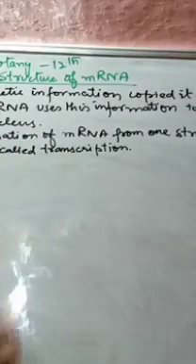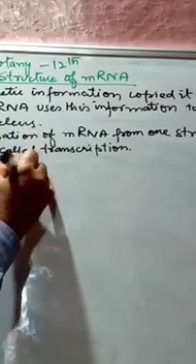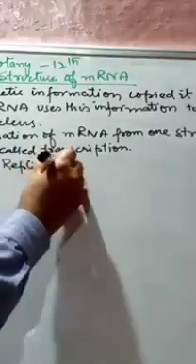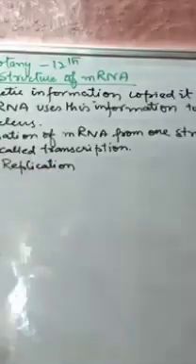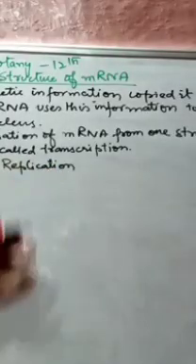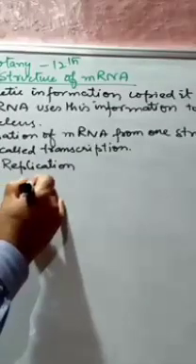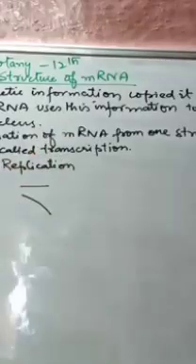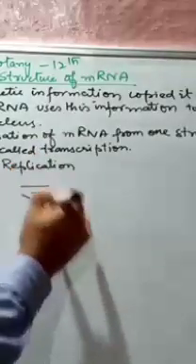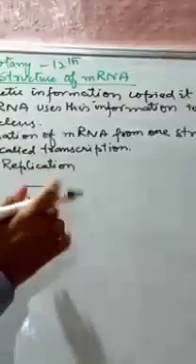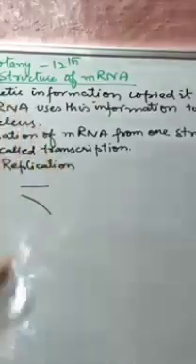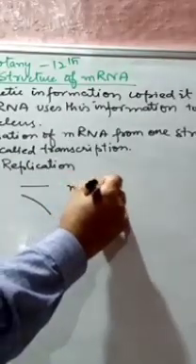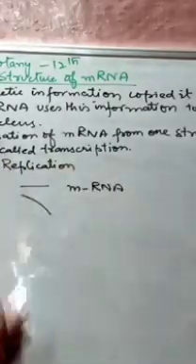We know that the DNA is double-stranded, but when replication takes place, that is the breaking up of the strands of DNA takes place, that is called replication. That means when replication takes place, both these strands separate from each other, and when they separate from each other, that gives rise to the formation of this mRNA. I will repeat this.